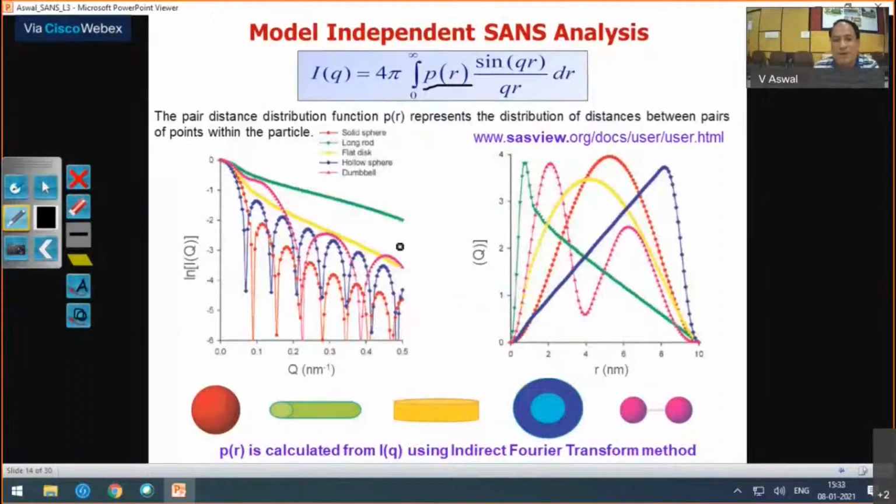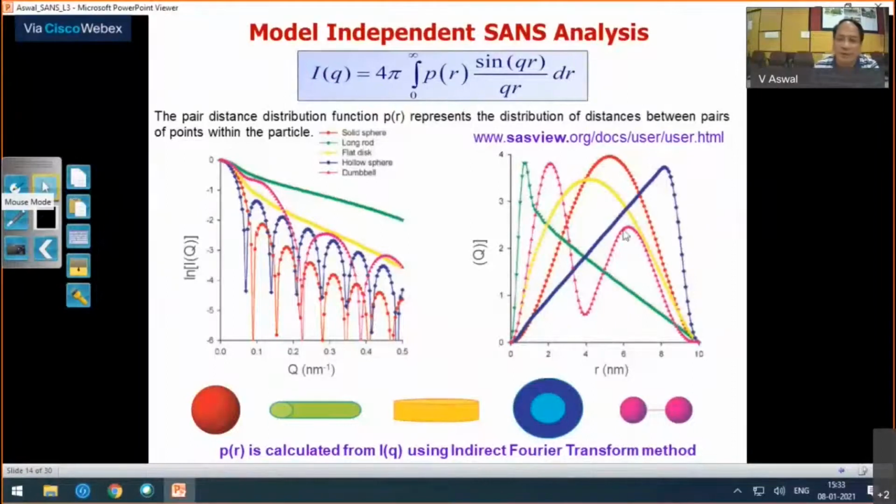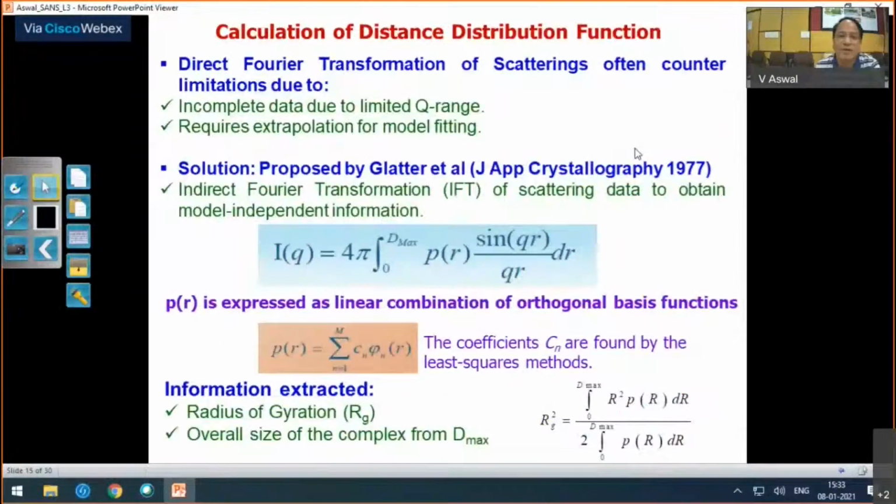So, by doing the Fourier transform of scattering intensity, you can get the P of R. Because P of R is different for different shapes of the particle, it can give you information about the shape of the particle in the system and also the maximum dimension of that shape. P of R is calculated by the indirect Fourier transform.